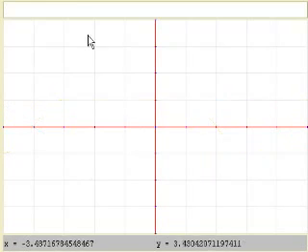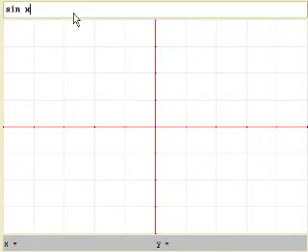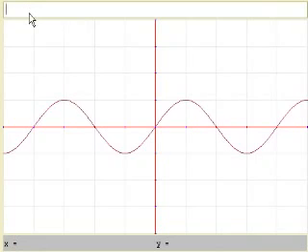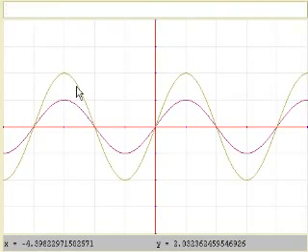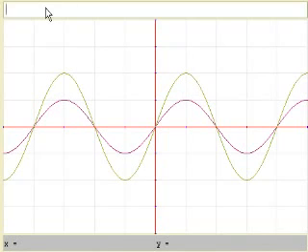Now I want to start playing with the amplitude. So we had sine of x, right? What do you think will happen if I put in 2 times sine of x? So here, the period is the same. It's still 2 pi. But notice that it oscillates between 2 and -2 instead of between 1 and -1. So whatever the number is in front of the sine or the cosine function, that actually affects its amplitude.